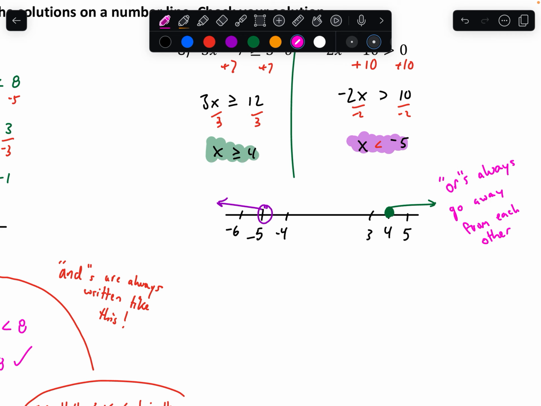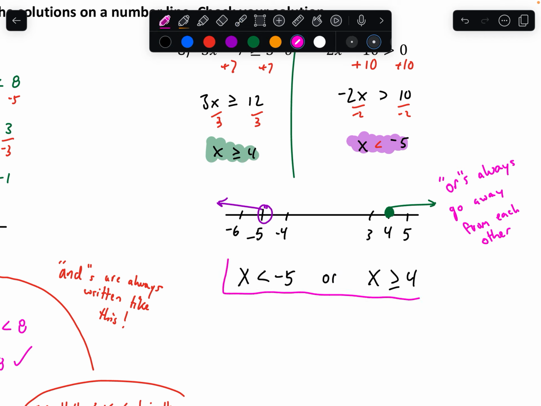When you go to write the answer, just write it from the graph again. So x is less than -5, or x is greater than or equal to 4. And you put an or between them, because you can't be both. There's no number that's less than -5 and bigger than 4. You can only be one or the other. So that's how you write your answer.